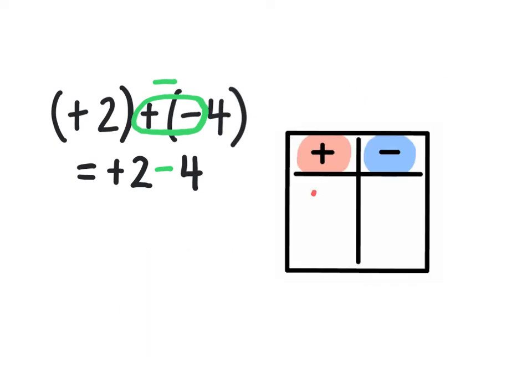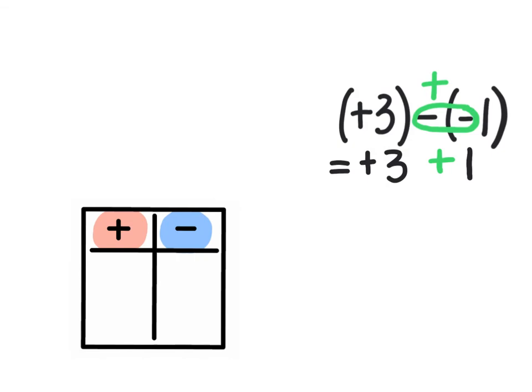The positive team will have 2, and the negative team will have 4. 2 zero pairs will be created, and we will conclude that the negative team wins by 2. The positive team will have 3, and then they will get 1 more. So we can conclude that the positive team will get all 4 points.